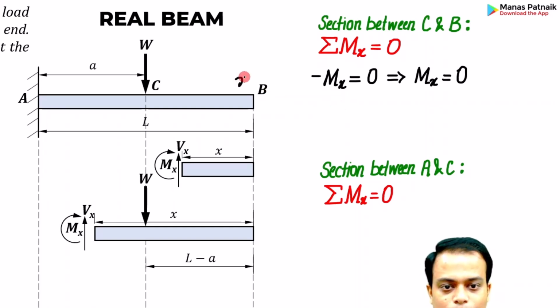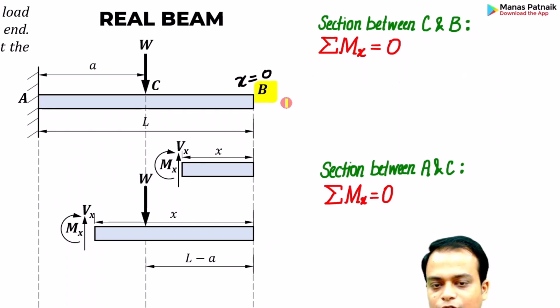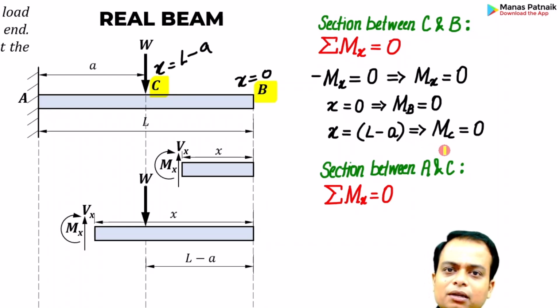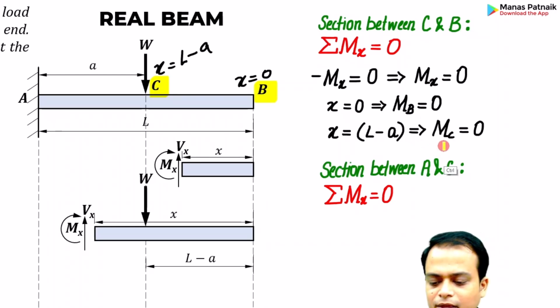Does not matter. If you put the value of x equal to 0, you are going to get the bending moment at B. If you put the value of x equal to L minus A, you are going to get the bending moment at C. Just do it. Nothing will change. There is no variable. So the bending moment remains same.